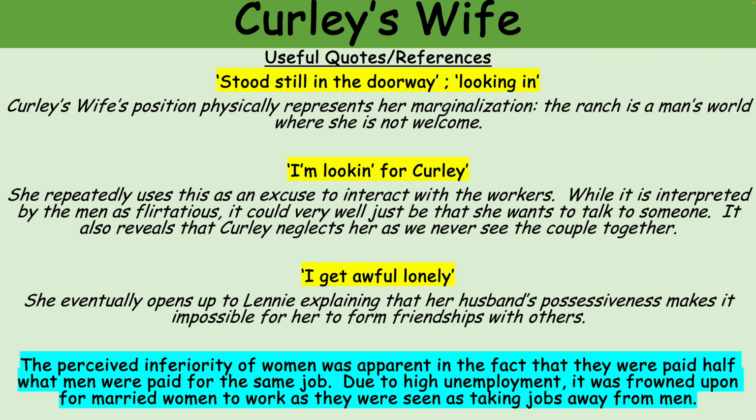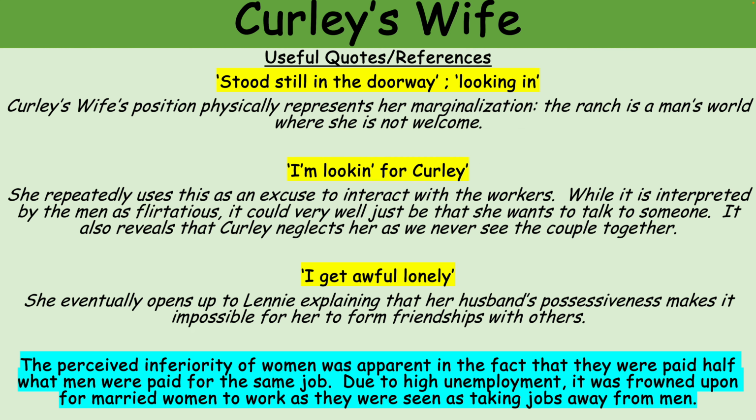Curly's wife, being the only woman on the ranch in some respects, has a similar experience in the sense that she is also unable to establish meaningful relationships with others. We see this symbolized by the way that she is positioned. She's never in the room with the men, right? "She stood still at the doorway." She's looking in. She never really steps in. So Curly's wife's position physically represents her marginalization. The ranch is a man's world where she is not welcome.